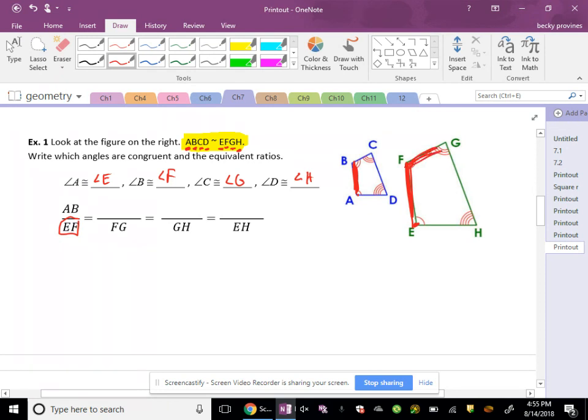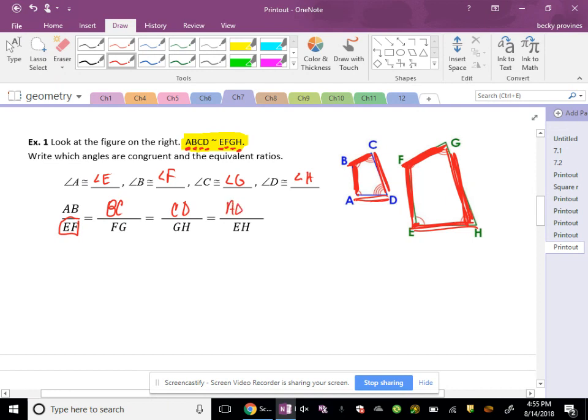All right, so I'm going to outline that. What corresponds with FG? Well, if you look over to the next figure, that's BC, or you could use your similarity statement. So this is BC. For GH, what corresponds with it? And that is CD. And lastly, EH is the bottom. And so I'm going to say A to D.